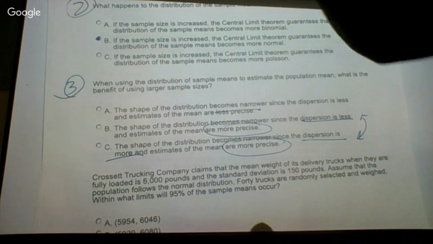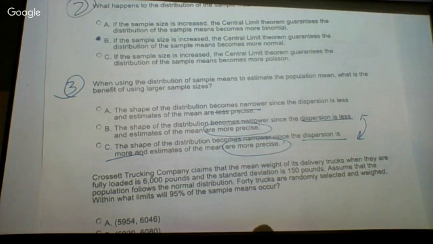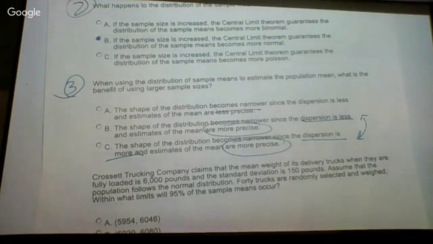If you have lots of dispersion, the distribution is spread out. If you have a little dispersion, your distribution is narrow, which means most of your estimates are similar. You have less dispersion if most things are the same. So round that up, lasso it into an answer. Distribution becomes narrower since dispersion is less and estimates are more precise. 3 is B. 3 down, 46 to go.